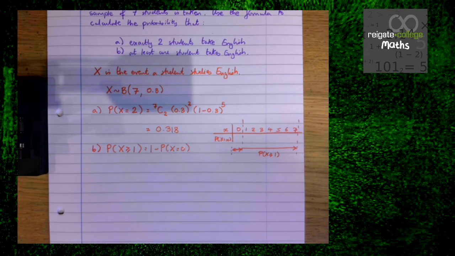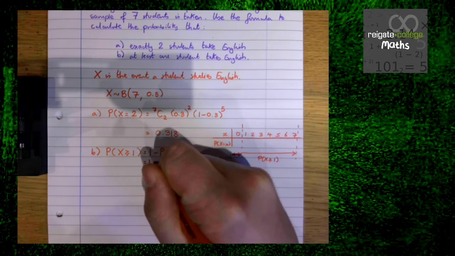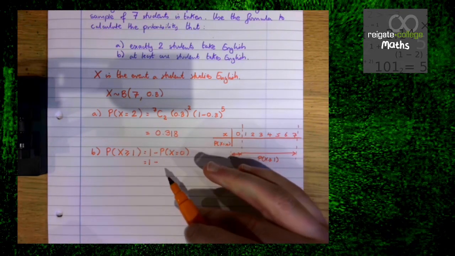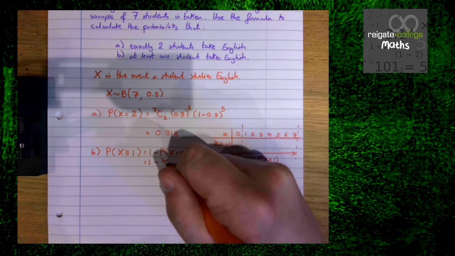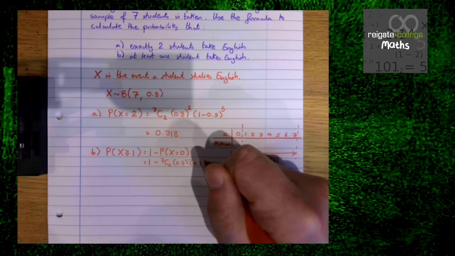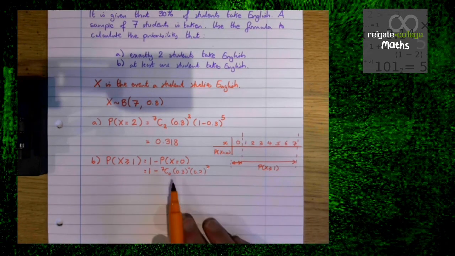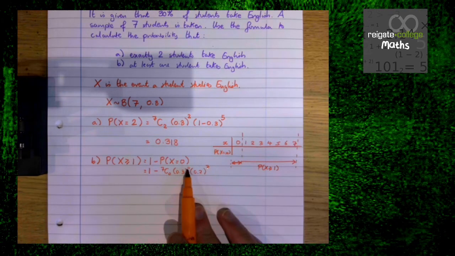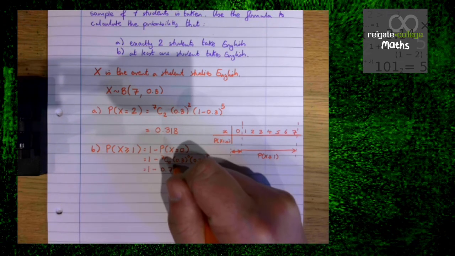So this probability is 1 minus the probability that x equals 0. Now, we can use the formula here, but it's a little unnecessary, and I'll explain why in a sec. The reason the formula is unnecessary is here, 7C0, anything C0 is 1, and anything to the power of 0 is 1. So these are generally irrelevant. So we're actually doing 1 minus 0.7 to the 7.